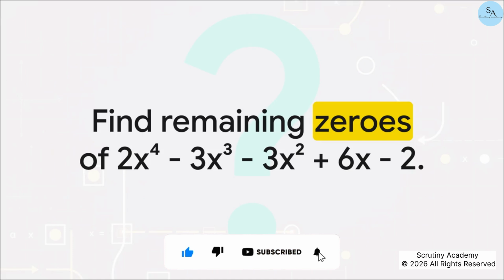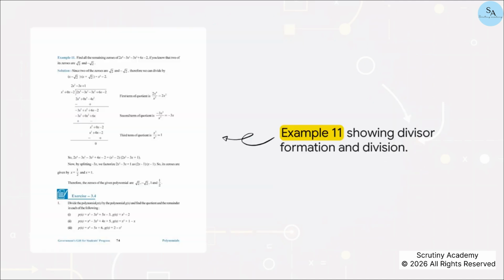Okay, deep breath. What's given? A massive degree 4 polynomial and 2 known zeros. What's asked? We have to find the missing zeros. Now, do not let those square roots or that massive power of 4 intimidate you. We're going to stay calm and apply the exact same logic. Here is the truly brilliant part. Since we already know 2 zeros, root 2 and negative root 2, we just multiply their factors together. x minus root 2 times x plus root 2. That gives us x squared minus 2. Boom! We just confidently created our very own divisor.